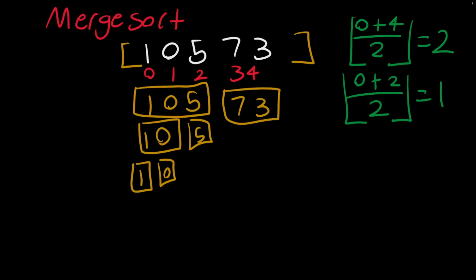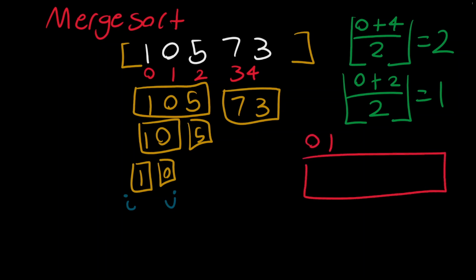Now this is where the merge happens. We're going to merge these together. So we're going to have this i and j. We're going to have i, and then we're going to have j. Now we're going to have this temporary array right over here. We're only going to need 0 and 1 at the moment.